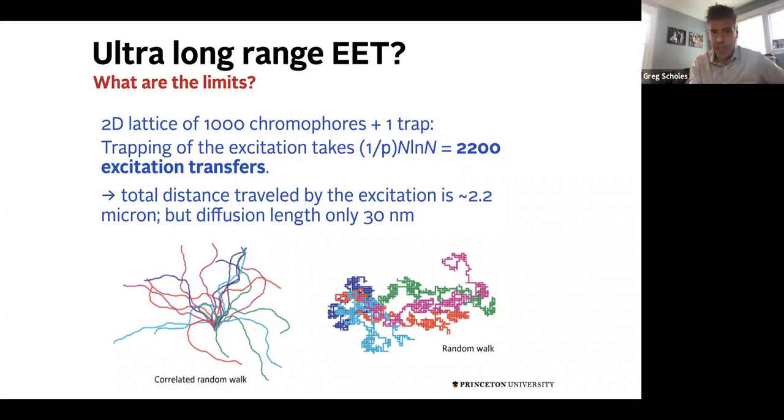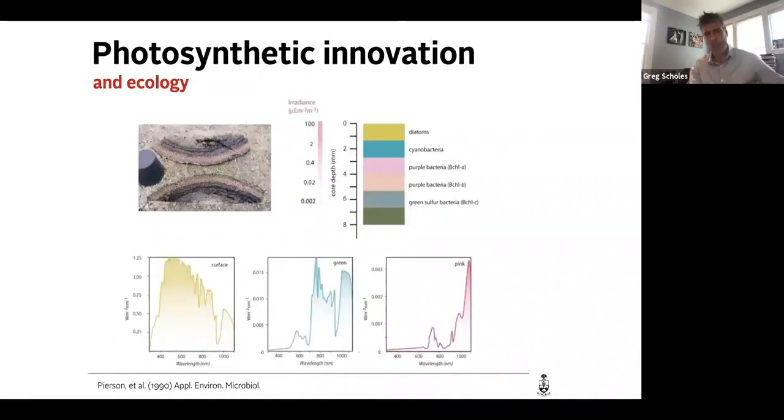In any case, as I said, it will take about 2,000 jumps until we reach that trap on average. And the total distance traveled is amazing, 2 microns. But the diffusion length is only 30 nanometers in this simulation, because it's a random walk. It goes forwards, but it also goes backwards. It goes in the right direction, goes in the wrong direction. So here's the problem. Imagine now, coming back to the synchronization, if we could direct that excitation, this would make a huge difference.